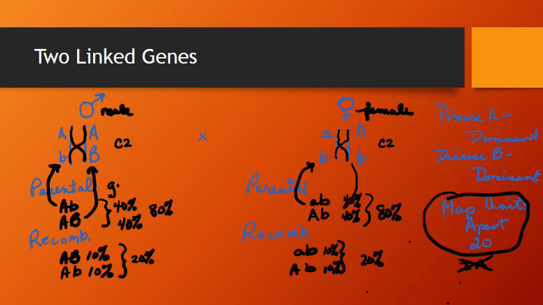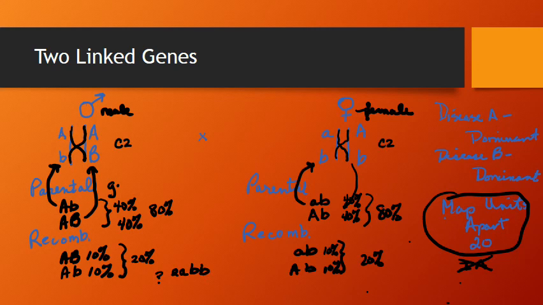Now, let's ask ourselves a question. What is the possibility that a child from this male and female will not have either disease? In order for a child not to have either disease, they would have to have this genotype. I hope this makes sense. Two recessive a's and two recessive b's.